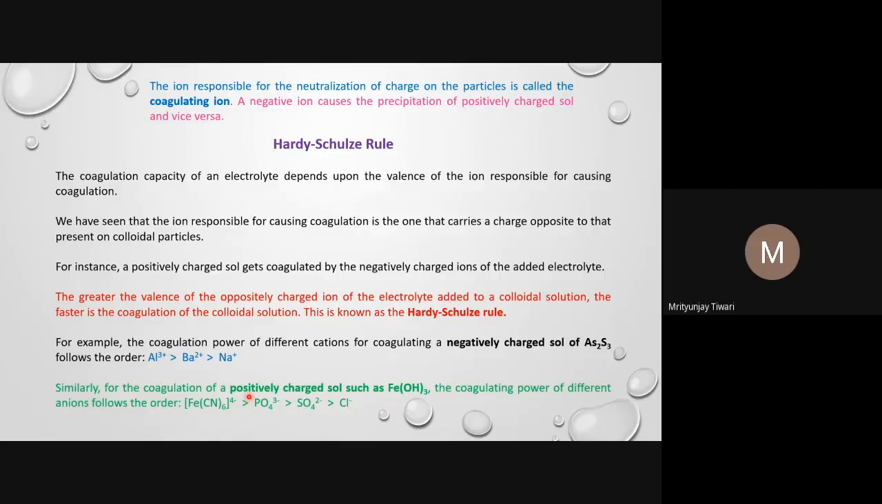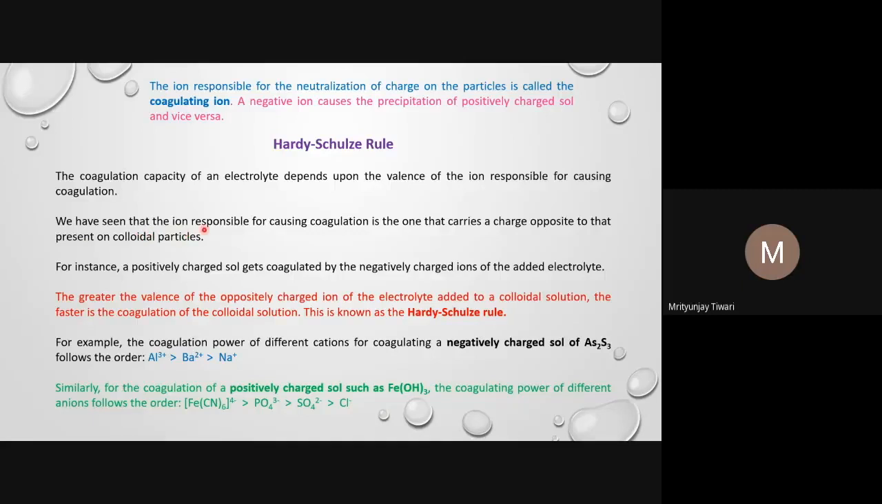The Hardy-Schulze rule tells that the coagulating capacity of an electrolyte depends upon the valency of the ion responsible for causing coagulation. What is the valency? It means the charge on the ion. Whether it is positive, how much positive charge is on that ion, or if the ion is negatively charged, how much negative charge it has. If the charge is more, meaning the valency is more, the efficacy of the ion to neutralize the colloid will be more. The efficiency, the power of that ion will be more, and that is called the Hardy-Schulze rule.